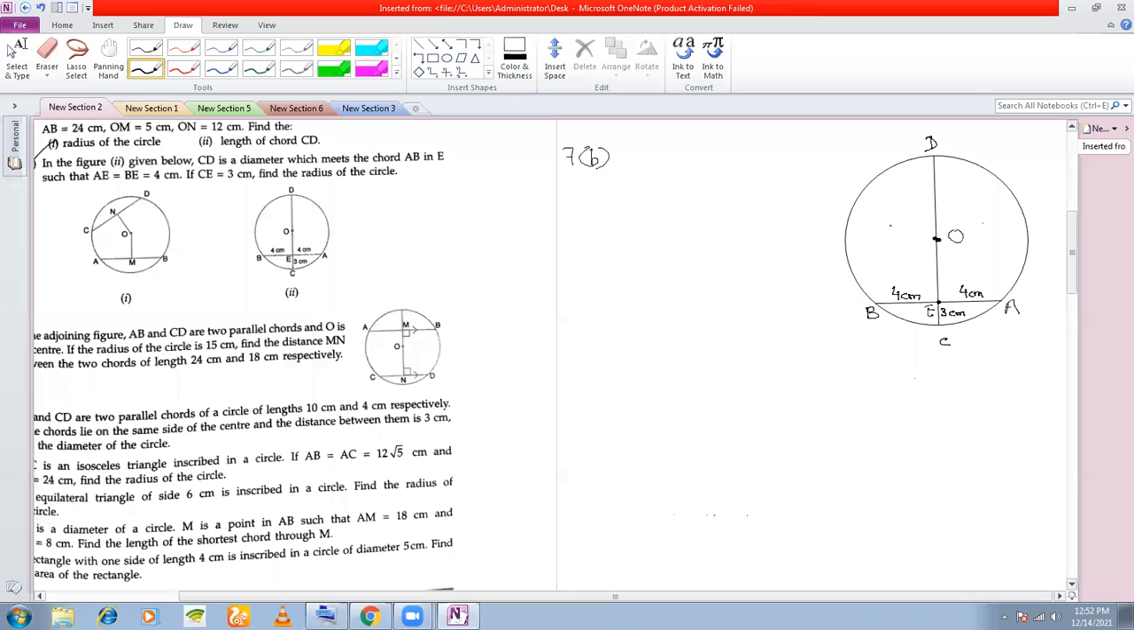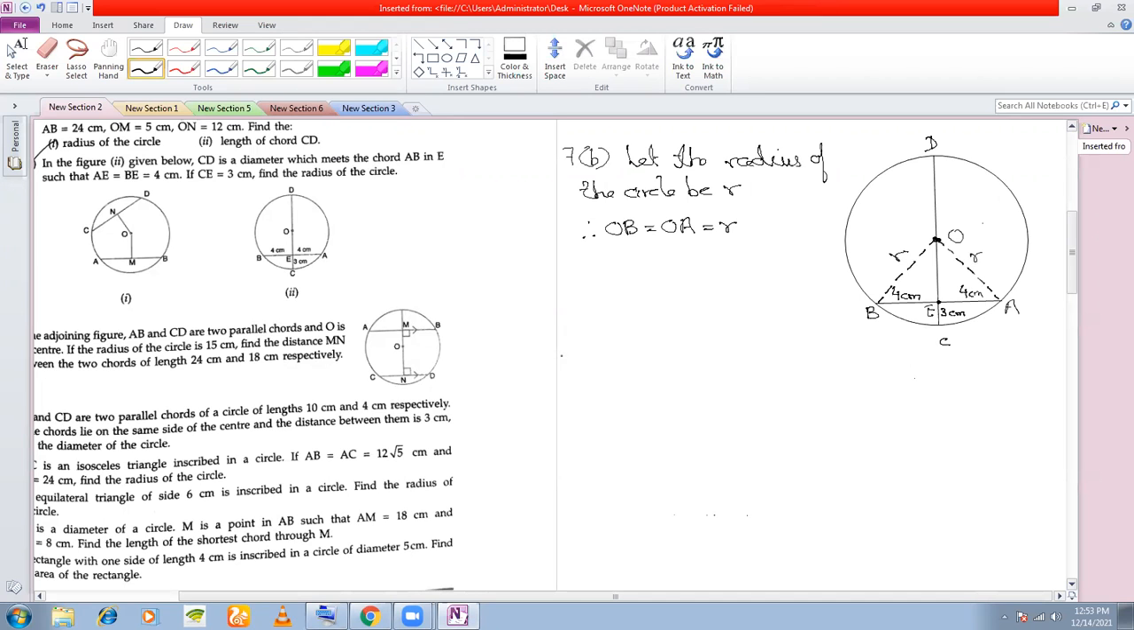So what you do is, you see that OB is the radius, so you join this, right? You can also join OA. Okay, let's join OA also. So I start by saying, let the radius of the circle be R. So therefore, what can I say? OB and OA both are equal to R. So this length is R and this length is also R.